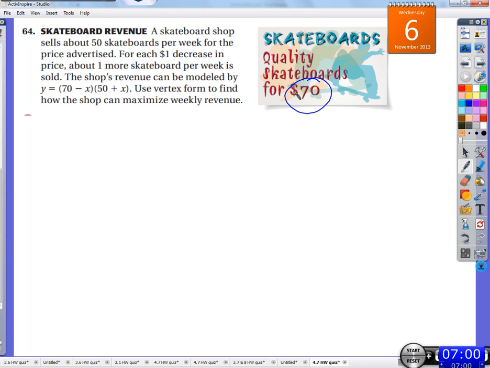Let's say, we'll just change it from skateboards so we don't get confused. Let's say you sell pencils for $3 a piece, and let's say you sell 102 of them a week. These are great pencils. Okay, so if you sell 102 of them at $3 a piece, how much did you make that week?